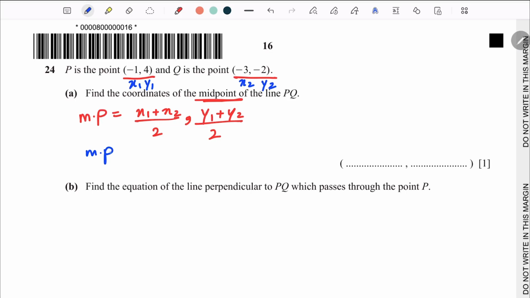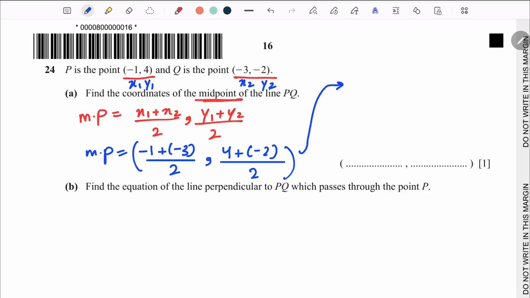So the midpoint is basically equal to x1, that is -1, plus x2, that is -3, divided by 2, y1, that is 4, plus y2, that is -2, divided by 2. Now when I simplify this, -1 minus 3 is -4 over 2, 4 minus 2 is 2 divided by 2. So the final coordinates of the midpoint are -2, 1.